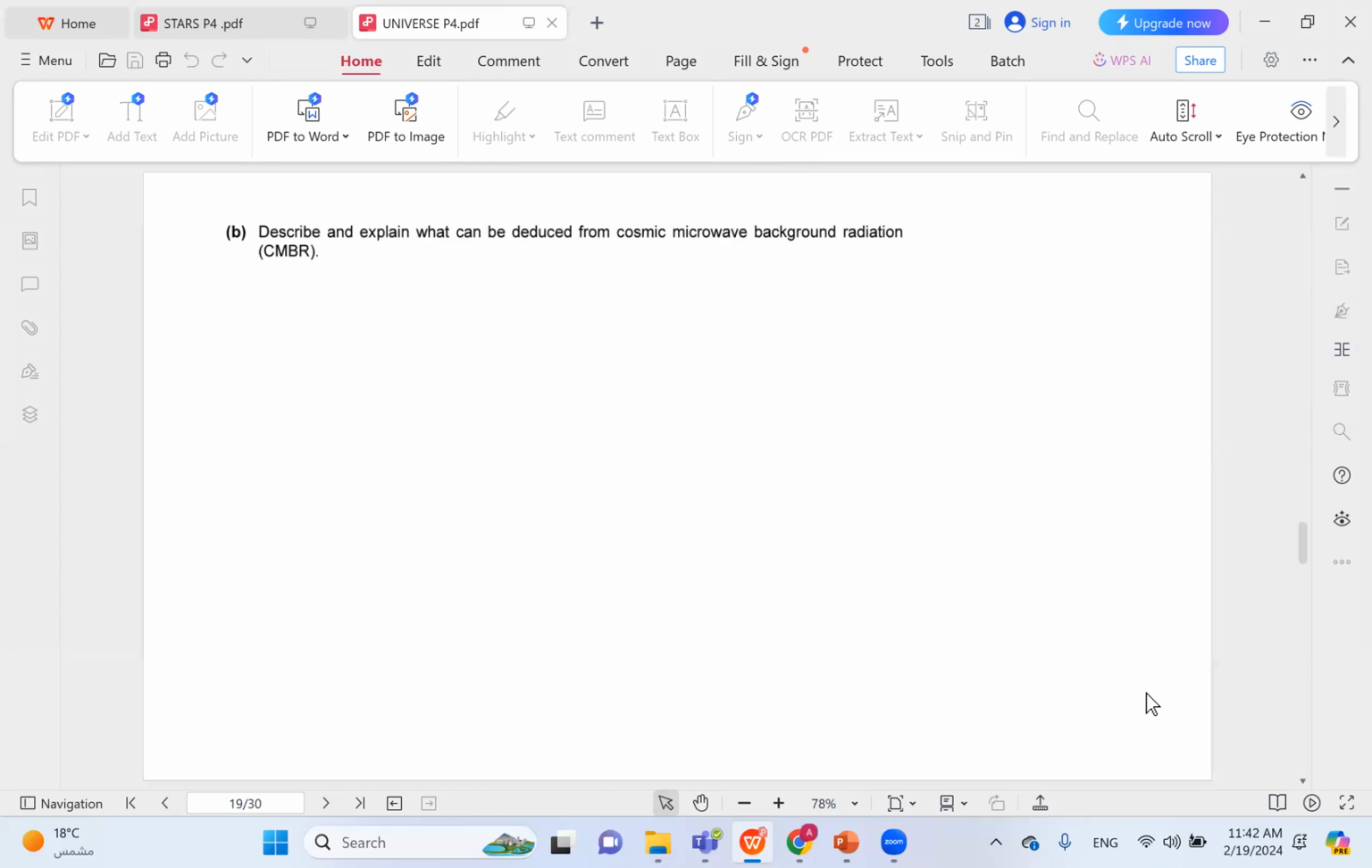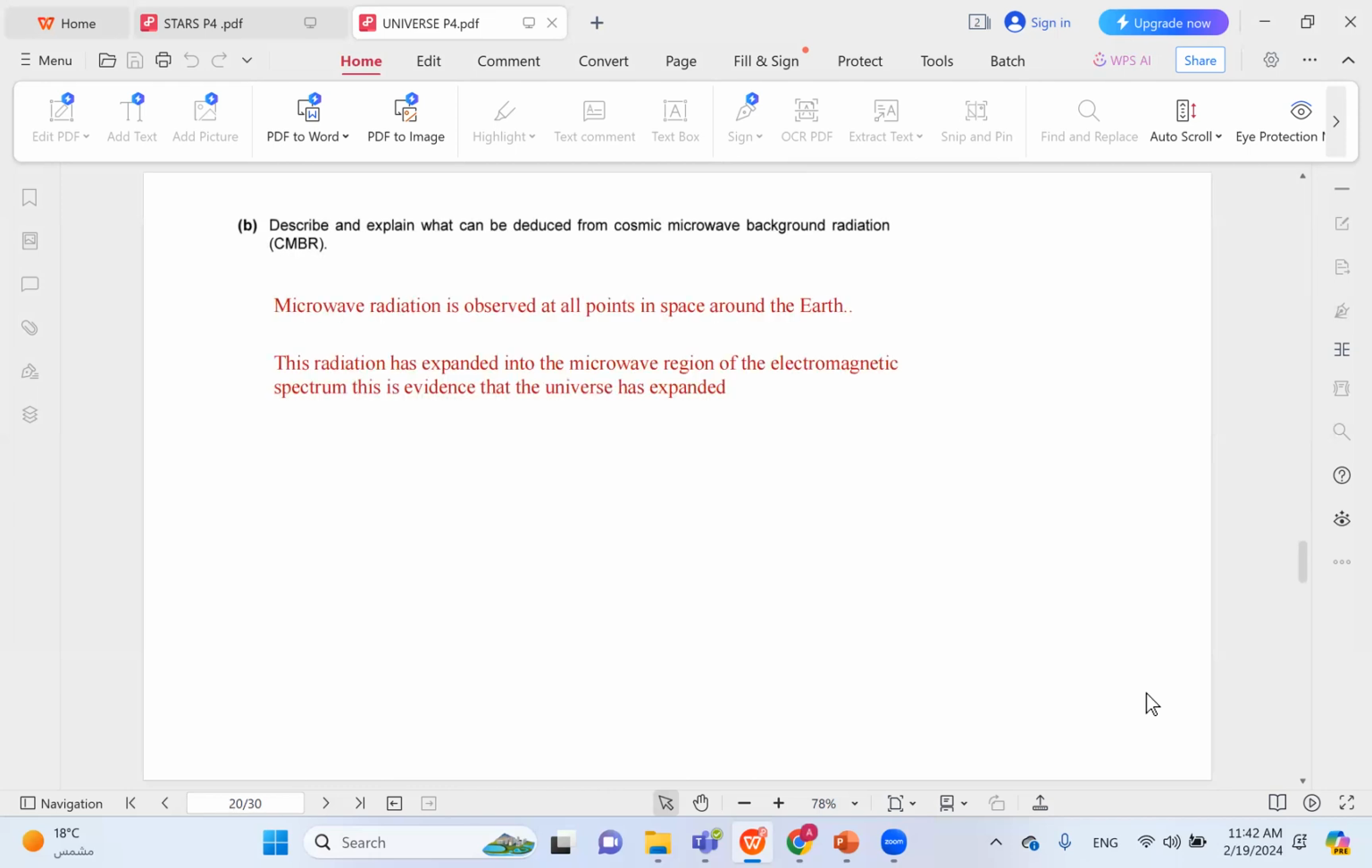Describe and explain what can be deduced from cosmic microwave background radiation, or CMBR. So this CMBR is observed, like we said, at all points in space around the Earth. And this radiation has expanded into the microwave region of the electromagnetic spectrum. So what can we deduce from this? This tells us that the universe has expanded.